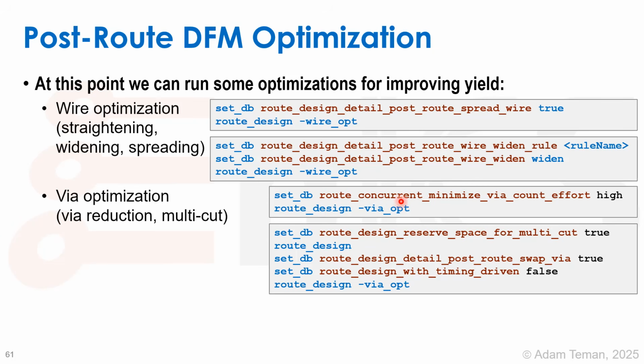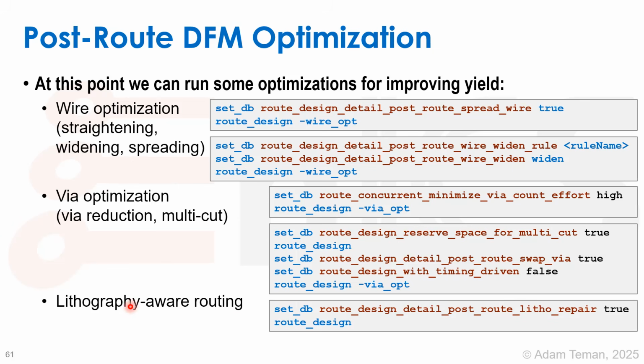So set db route_concurrent_minimize_via_count_effort high and route_design -via_opt. We'll do this via reduction, or set db route_design_reserve_space_for_multi_cut true and then route_design, and set db route_design_detail_post_route_swap_via true and set db route_design_with_timing_driven false, and then route_design -via_opt. We'll do this multi-cut via optimization. Again, this is going to do it initially with our initial route design, and this one is going to do it in a post-route ECO type of a thing.